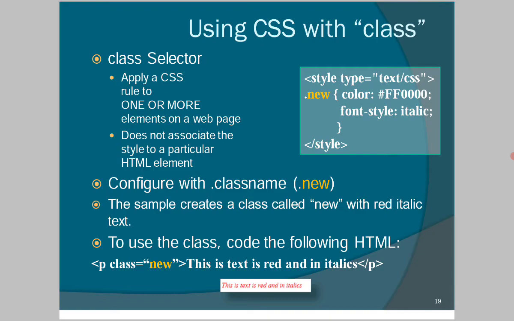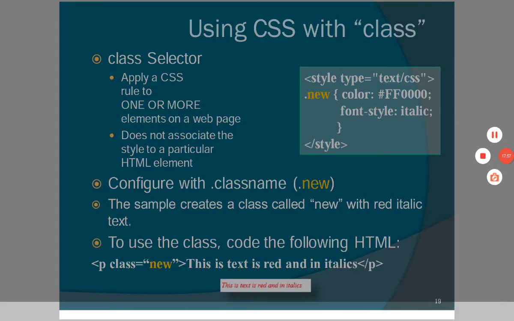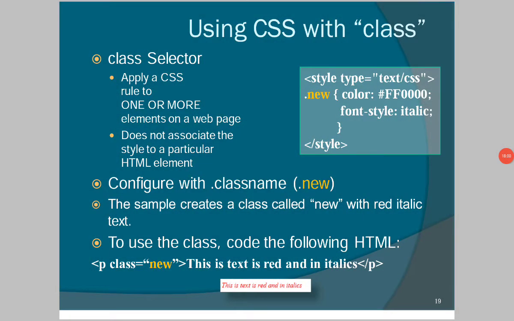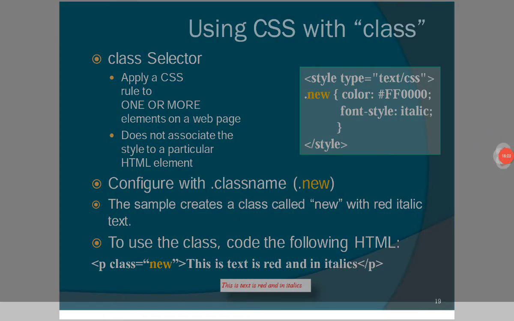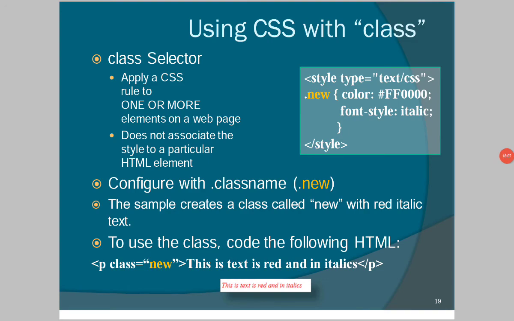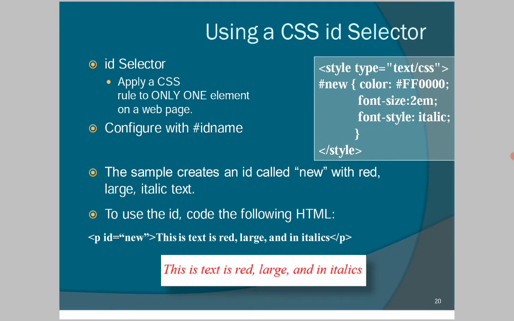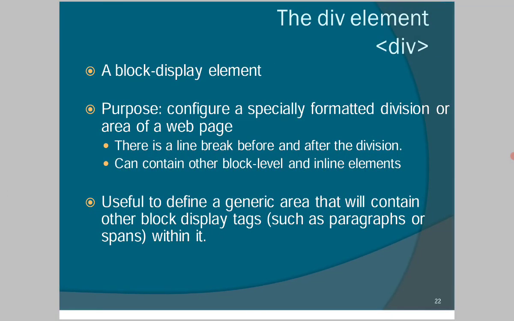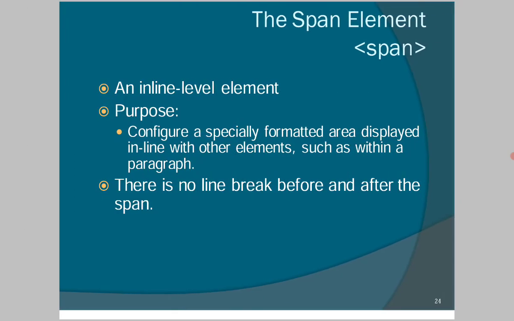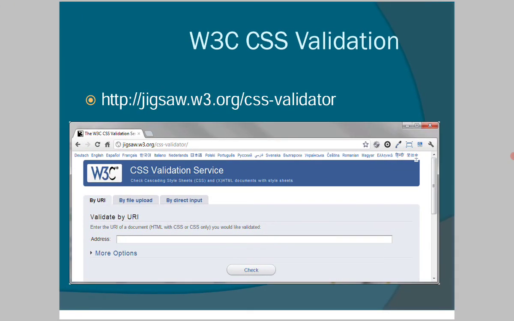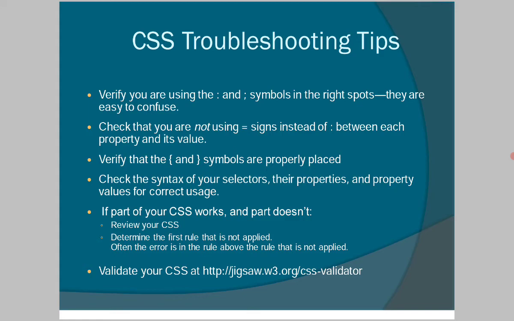So using CSS with the class, for example, a class selector applies a CSS rule to one or more elements on a web page, and does not associate with the style. It is configured with a dot and the class name.